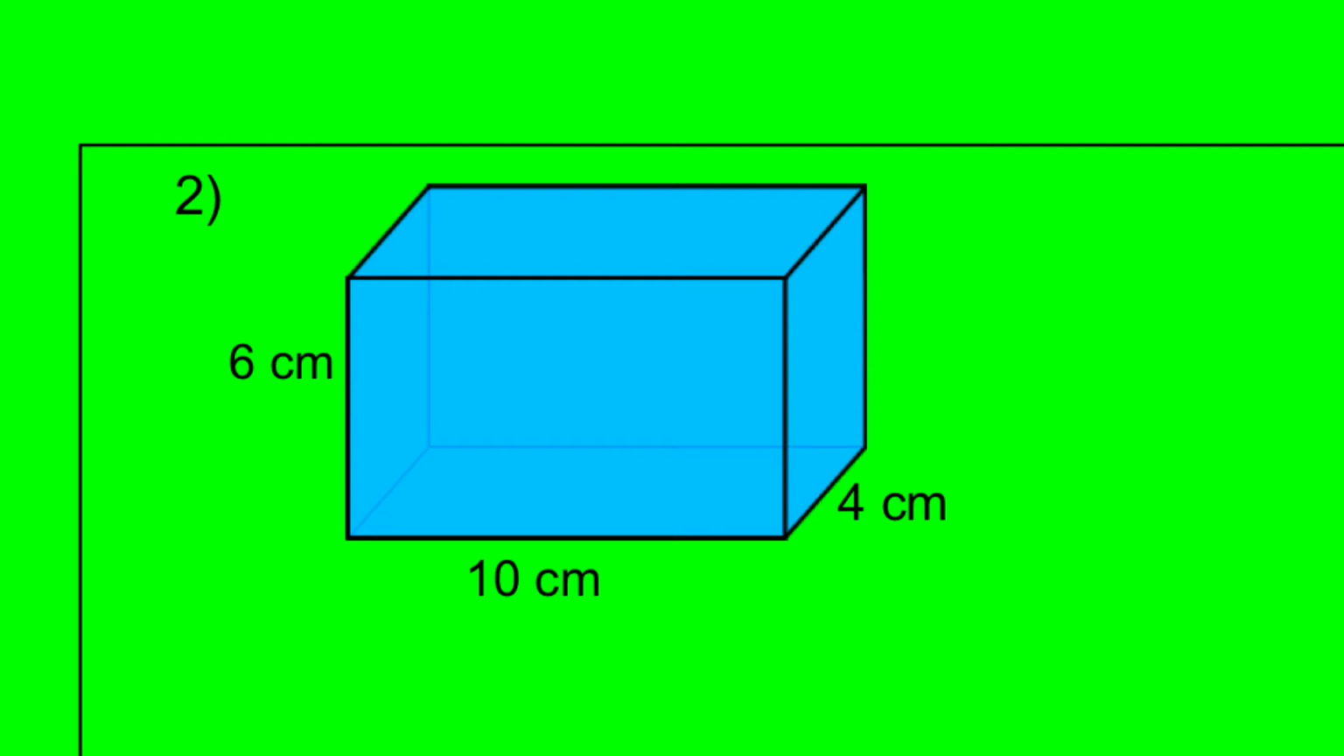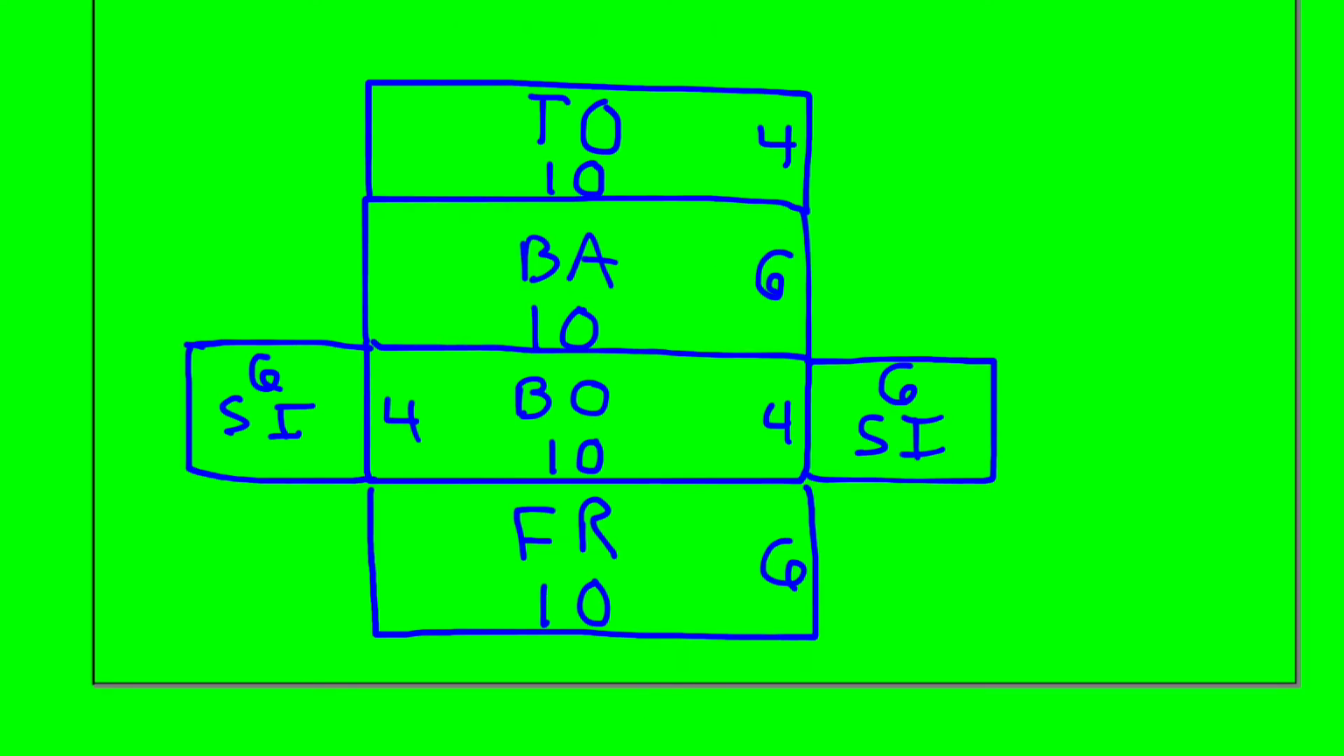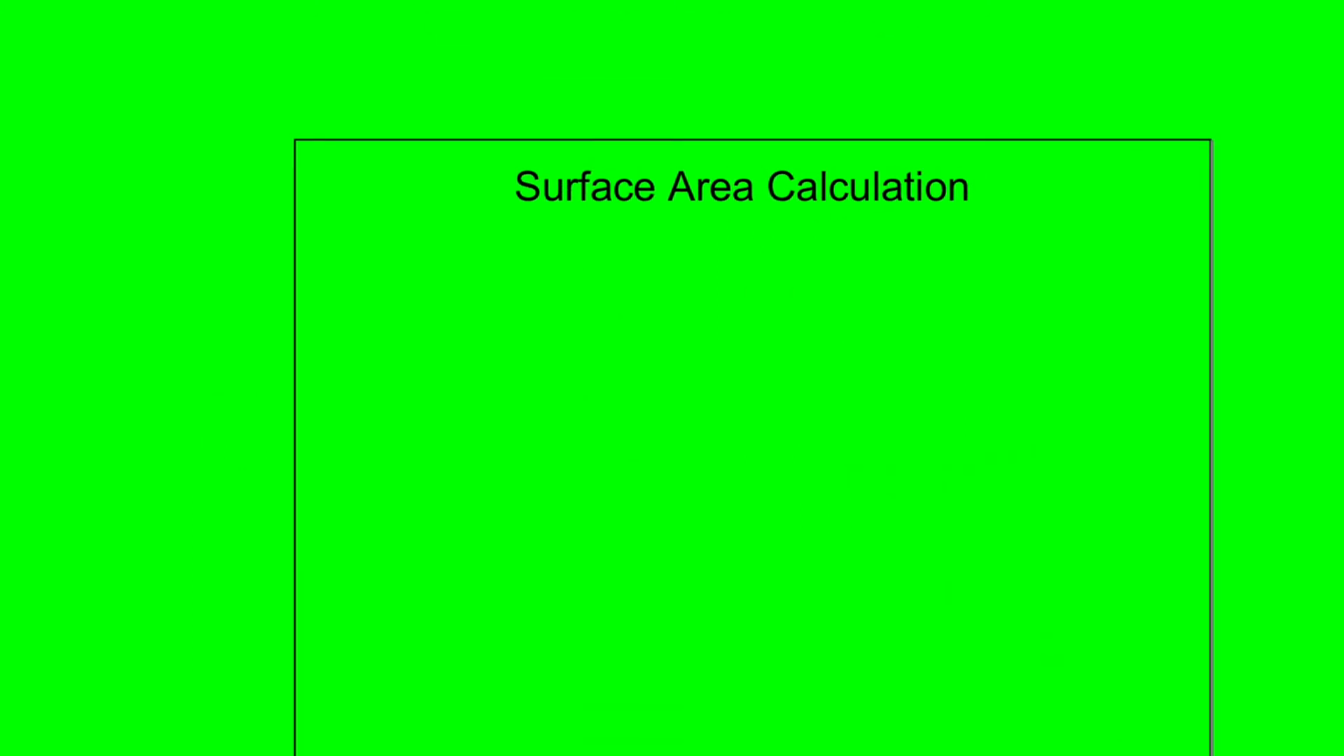Now, to calculate the surface area, we want to calculate the total area on the outside, including the area on the bottom. So let's do our surface area calculation. We're going to have 3 different rectangles, but we're going to have 2 of each. So let's start with maybe our top and our bottom. Doesn't matter how you start, but I'm going to start with top and bottom.